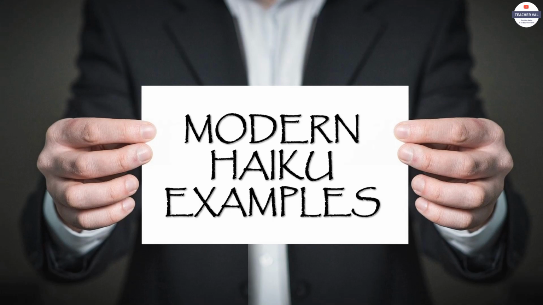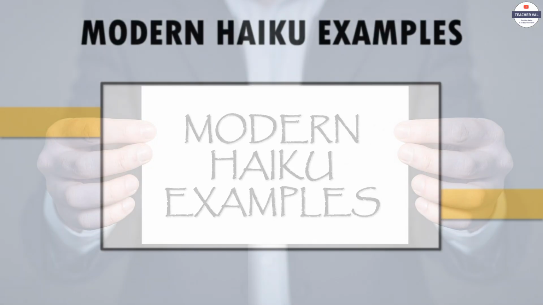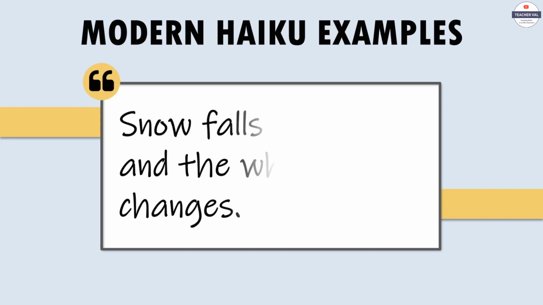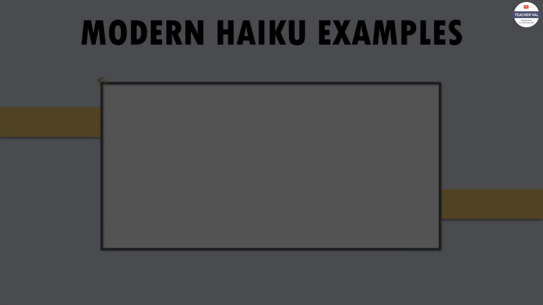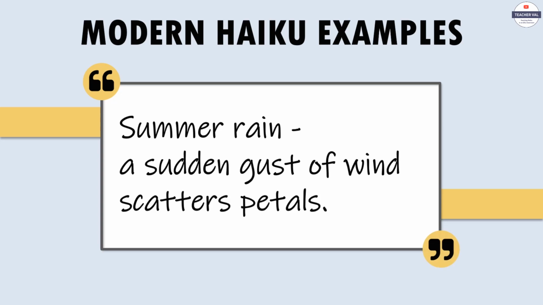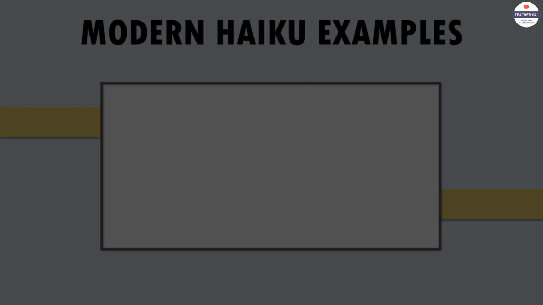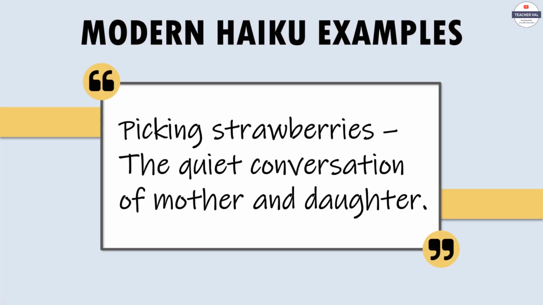Here are some examples of modern haiku. Snow falls, and the whole world changes. Summer rain, a sudden gust of wind scatters petals. Picking strawberries, the quiet conversation of mother and daughter.